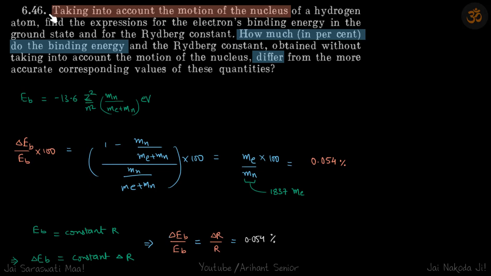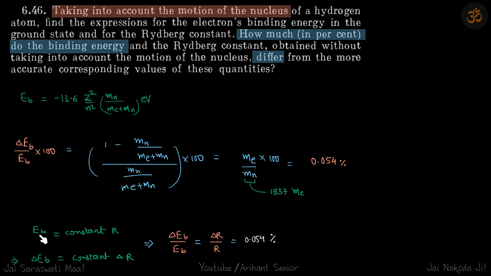Now let's do 6.46, where we need to take into account the motion of the nucleus and how much in percentage the binding energy will change, how much the Rydberg constant will change. So let's find that. Binding energy is this. Like we discussed before, it will just be multiplied by mn by me plus mn. So what we need to find is change in binding energy upon original binding energy into 100. The original is the accurate one. So we'll write that and we'll get our answer, which is 0.054%.